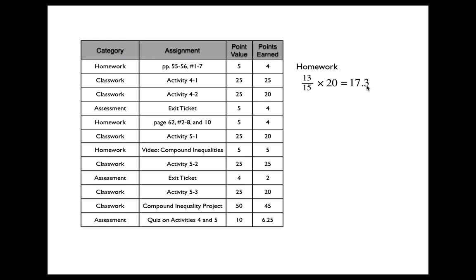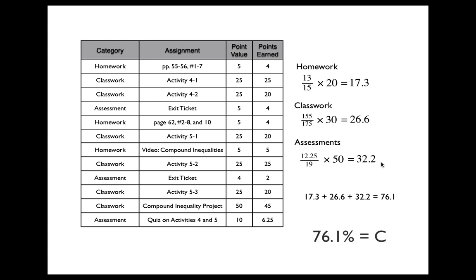Now you should have followed the same procedure for classwork. Add up all the classwork points, and there were 175 possible classwork points, and the student earned 155 out of 175. We multiply that by 30, and that gets us 26.6. And then finally, on the assessments, the student earned 12.25 out of 19 possible points. Multiply that by 50, and we get 32.2. You add those together, and you should have got a 76.1%, or a C.